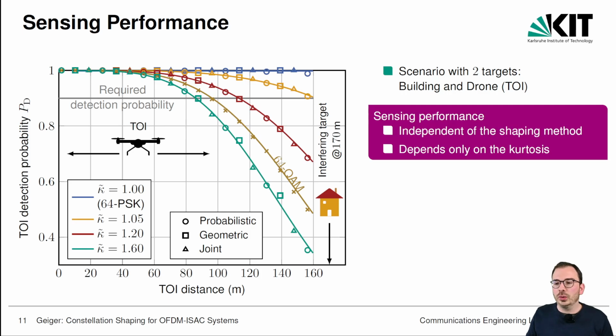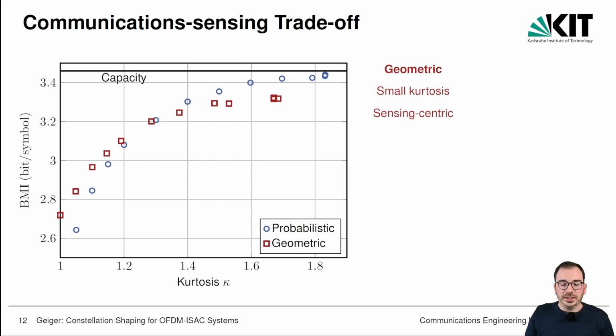Instead, it depends only on the kurtosis. And so it does not really matter if we have a probabilistic or a geometric constellation. As long as they have the same kurtosis, they will have the same detection probability. So very interesting result. This brings me then already to the highlight of this presentation.